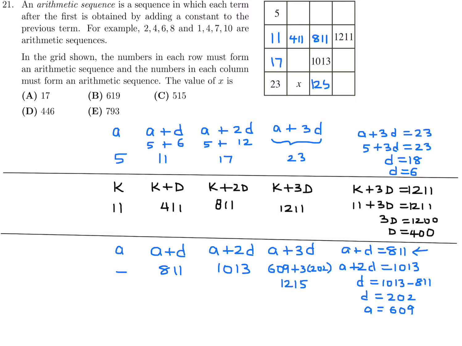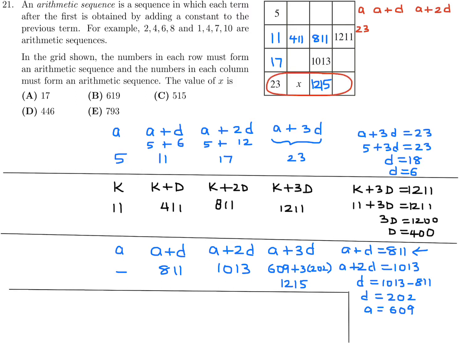1215 goes here. Okay, we are now in the last step. And that last step is going to basically figure out our x. I think it's going to involve a few things that we already know. I don't think I need much space, so I'll just do it up here. Again, it's going to be a, a plus d, a plus 2d, right? Well, a is 23 in this row. X is our a plus d, and 1215 is our a plus 2d.